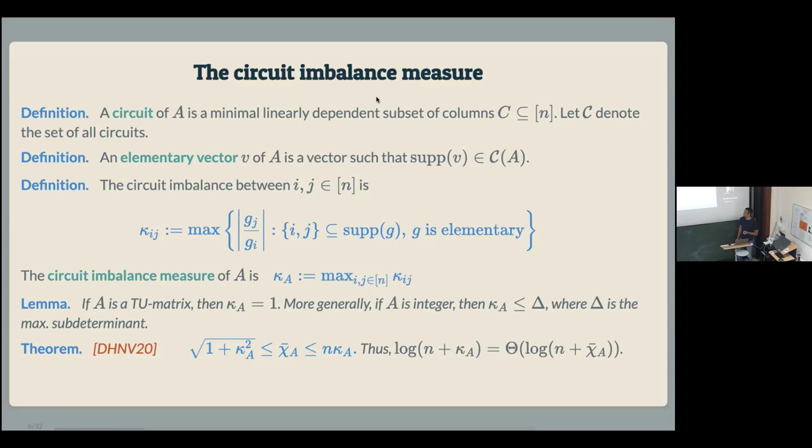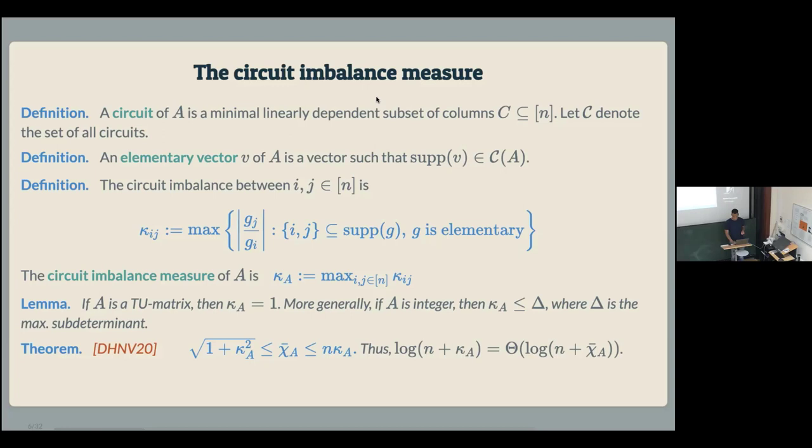Now, clearly, for example, TU matrices have that this kappa is one. In general, kappa is at most big delta, where big delta is the maximum subdeterminant of your matrix. And this was the condition number for which Tardos had this black box framework. And also, what we showed is that if you apply the logarithm, then essentially kappa and chi bar are the same.